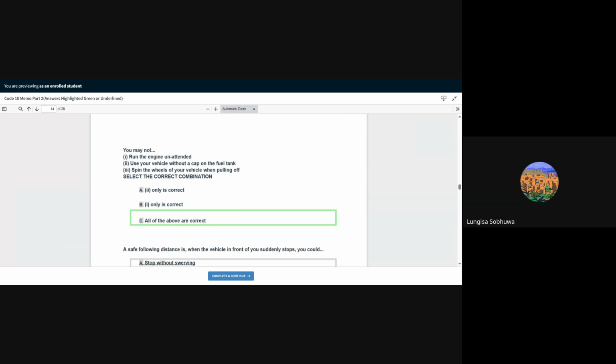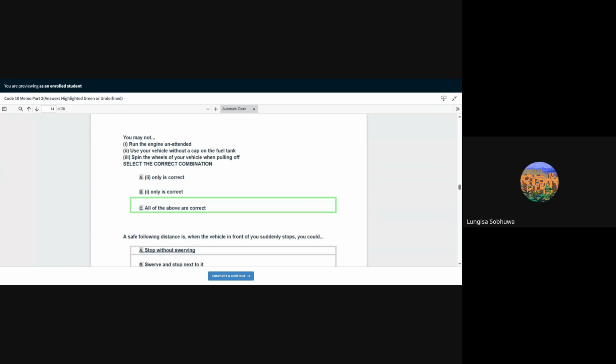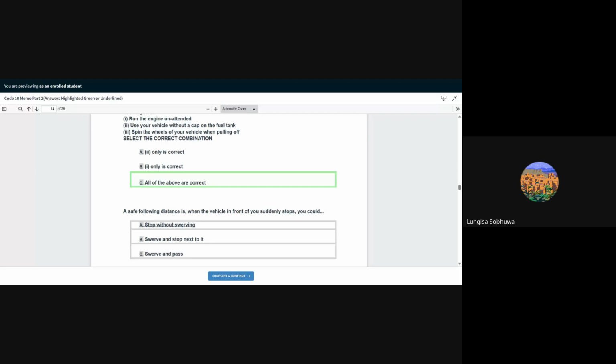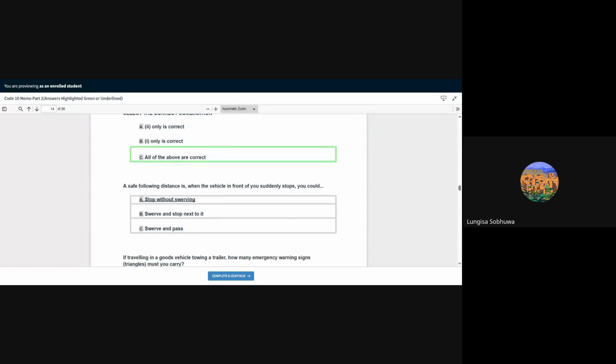And then next question. You may not, number one, run the engine unattended. Number two, use your vehicle without a cap on the fuel tank. Number three, spin the wheels of the vehicle. So the correct answer is C. All of the above are correct.